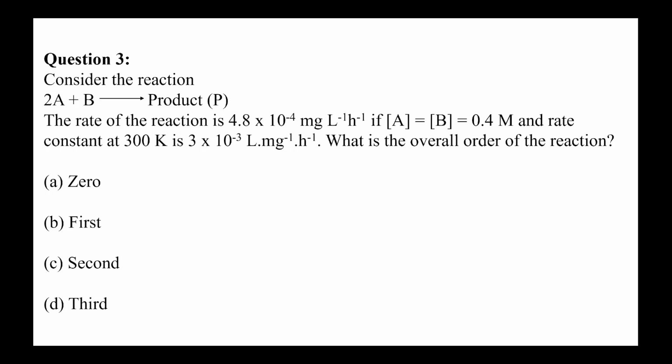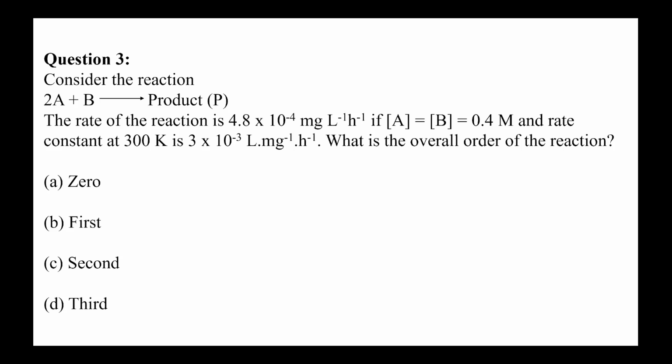Okay. Question number 3. Consider the reaction 2A plus B goes to product. The rate of the reaction is 4.8 into 10 raised to the power of minus 4 mg per liter per hour. If concentration of A is equal to concentration of B is equal to 0.4 molar, and rate constant at 300 Kelvin is 3 into 10 raised to the power of minus 3 liter per mg per hour. What is the overall order of the reaction?